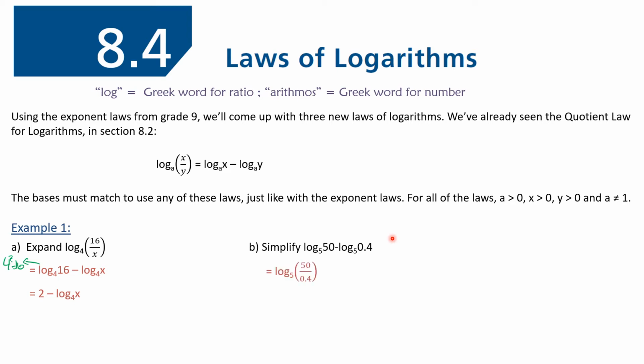I'm putting it into the proper format here by matching everything up with this law. Now let's look at the brackets. 50 divided by 0.4 is 125. So I can change that to 125. Now can we solve this? 5 to the power of what is 125? This is one that we should be able to figure out. The answer is 3. So this one we were actually able to evaluate at the end.